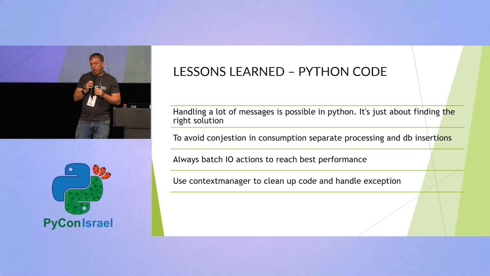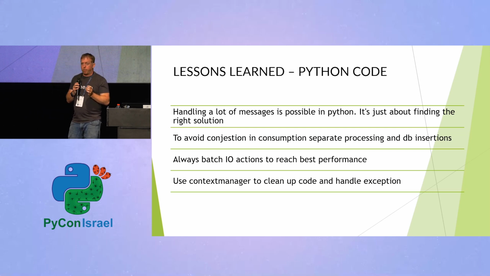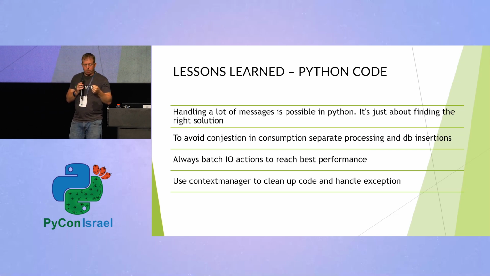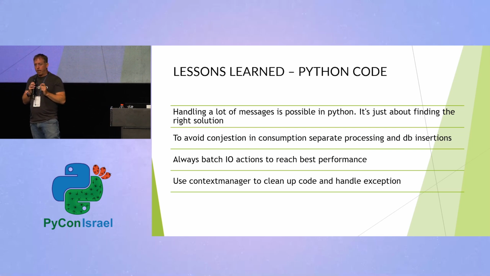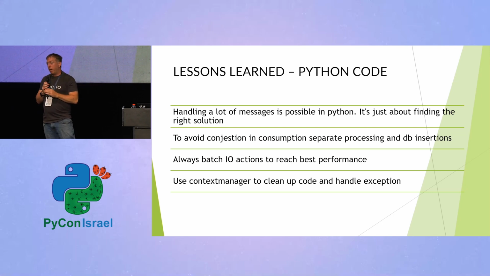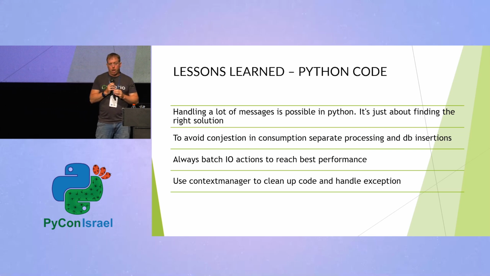A third thing we learned is that when you batch I/O, you can perform much better. You need to batch your I/O and run it together to get the best performance from your systems. And last, and also least, having small code structures like Tenacity or context managers helps you make your code cleaner and more understandable, and this is very important when you handle a large system.